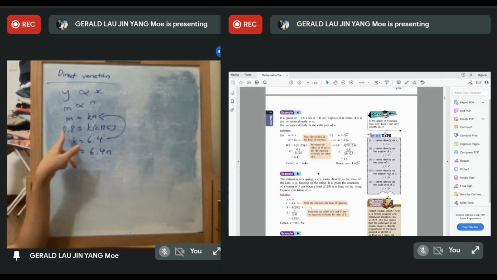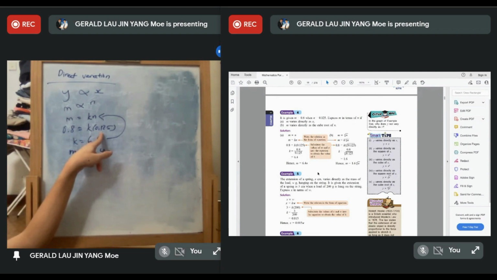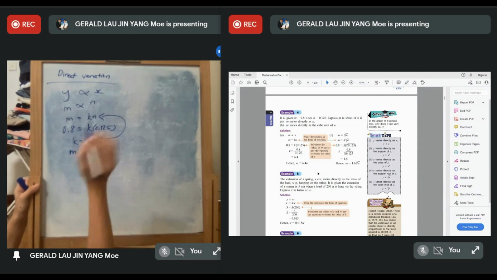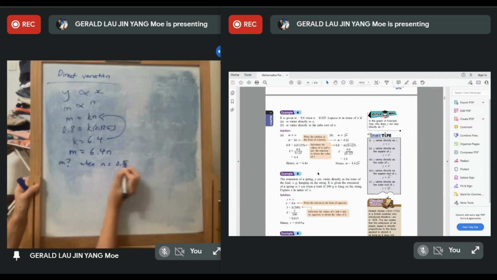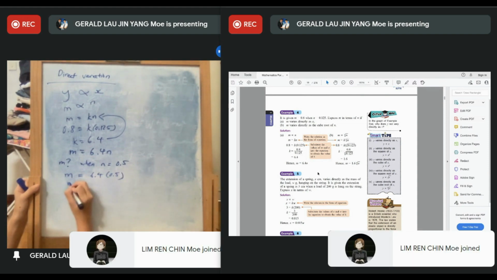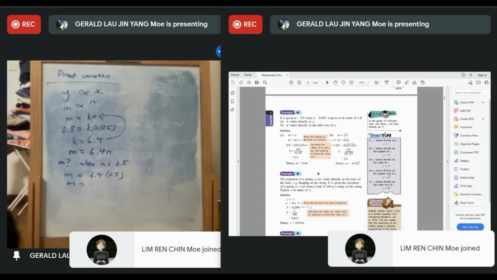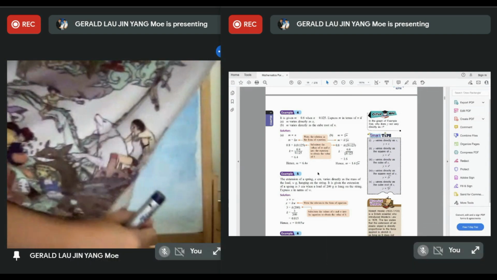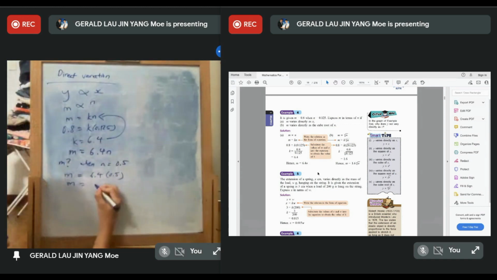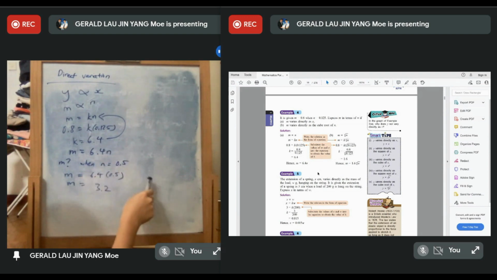Now let's see. Okay. They give you the value 0.8, 0.125, but now they want to ask you what is the value of m when n equals 0.5, for example. So you substitute into the equation. Okay, so you get m equals, where's my calculator? I'll show you. So m equals 6.4 times 0.5, okay, 3.2. Understand? We'll look at more questions later if you're confused, but this is how you do it.